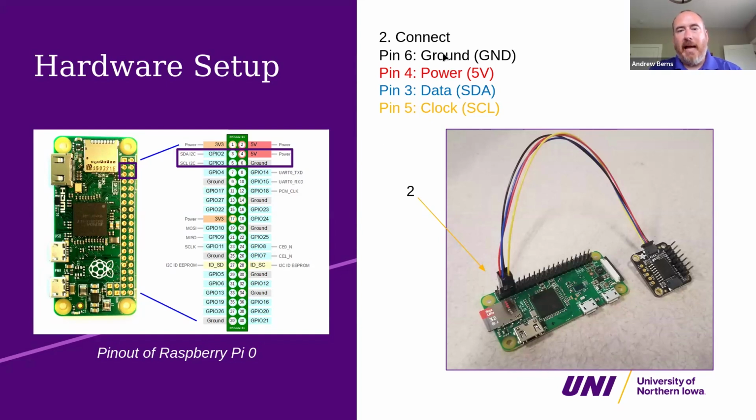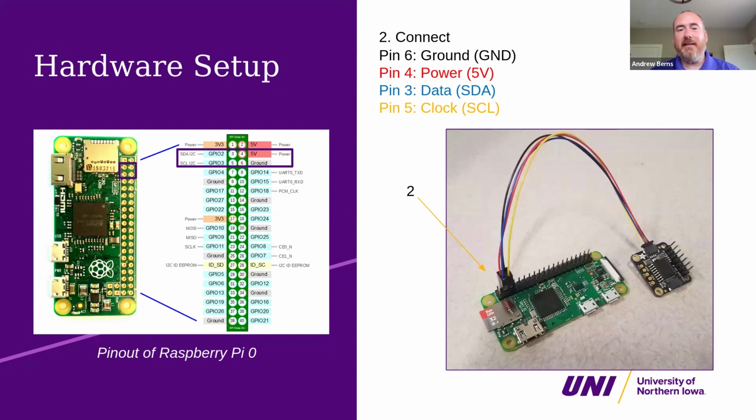Well, we want the black wire to be connected to ground, which is pin 6. If I'm looking at my Raspberry Pi with the SD card at the top, the numbering goes upper left-hand corner is 1, and then to the right is 2, and then next row 3, 4, 5, 6. So I'm going to connect the ground, the black wire, to pin 6.